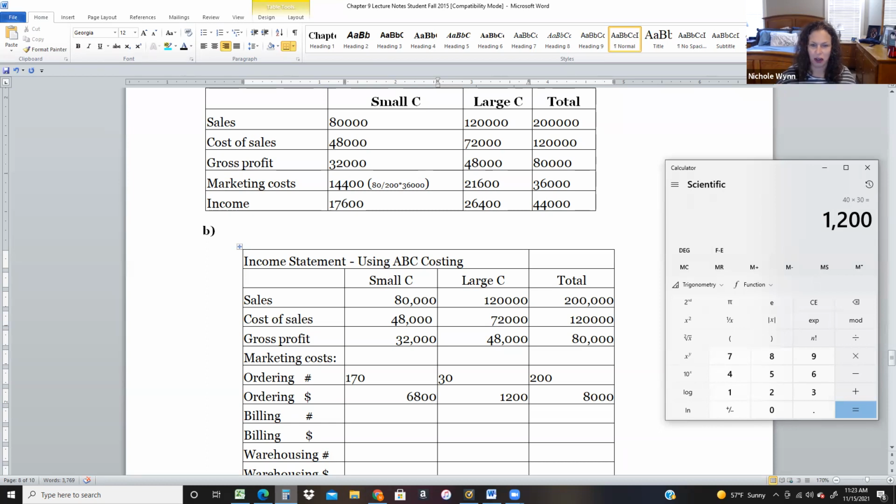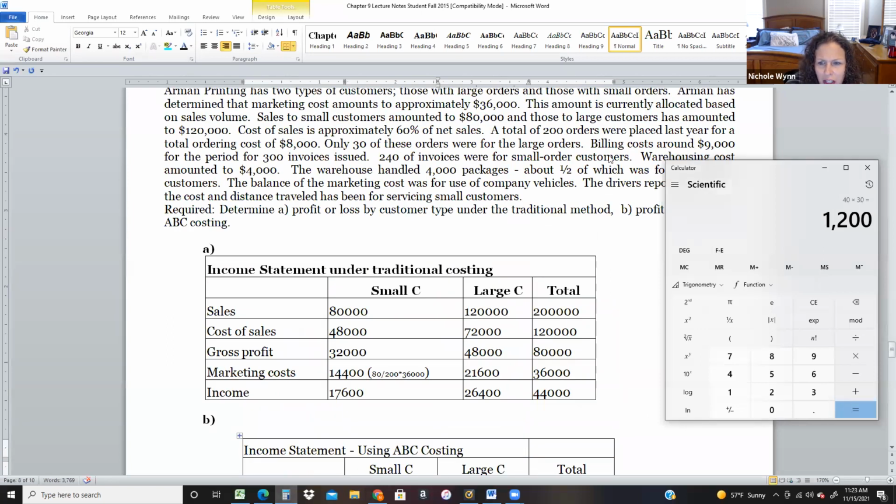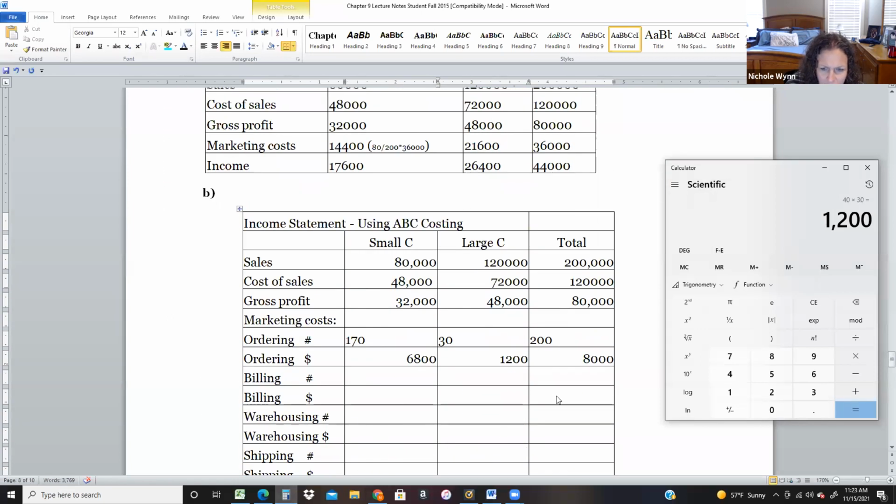Okay. Now in total, I'm still going to get 44,000 of income. I'm just splitting it up differently. So billing numbers, billing costs are around $9,000.